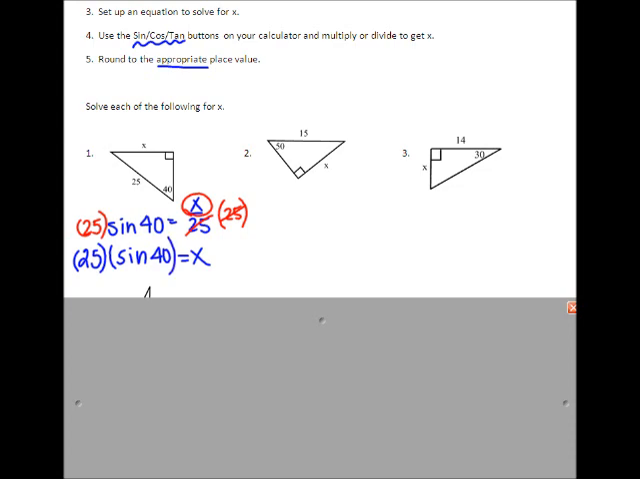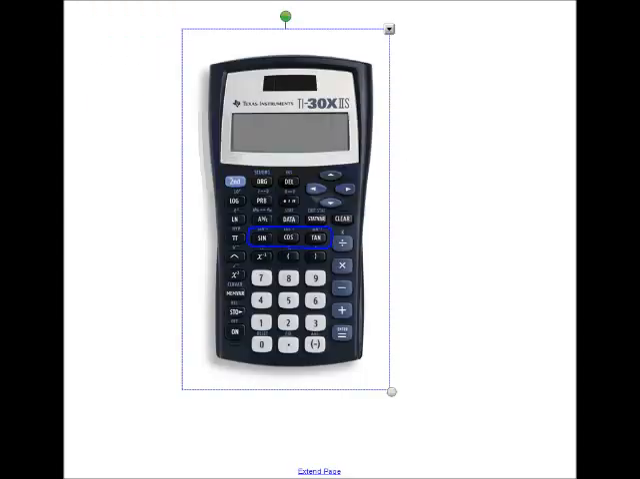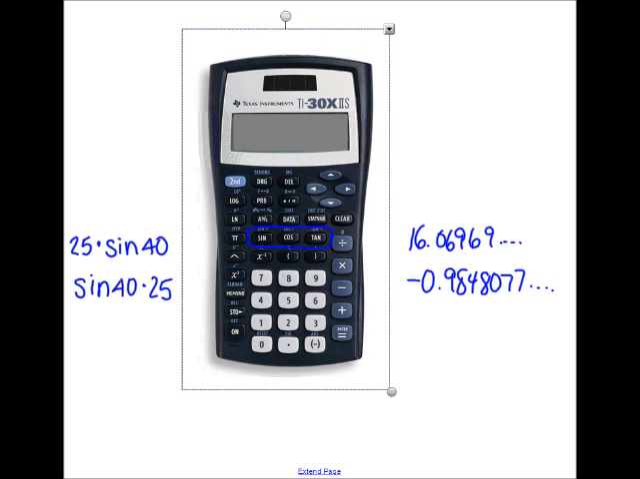Now, how do you do that on your calculator? All right, very important here. Take out your calculators. What I want you to do is 25 times sine of 40, and then I want you to do sine of 40 times 25. You should have gotten 2 very different answers. One of them probably doesn't look like it's right, and it doesn't look like it's right because it's not right. This one here, which was this calculation, is not correct.